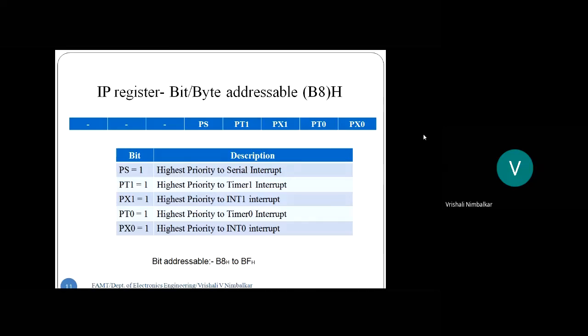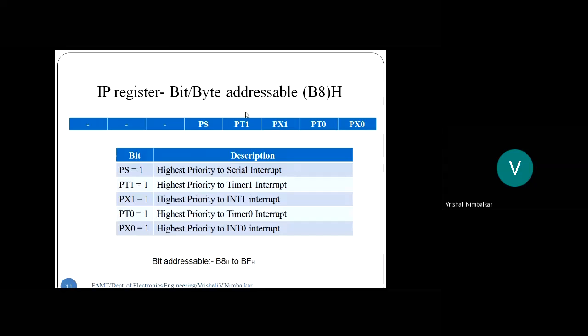Are you getting me? Right? If that PS bit was set, I repeat again, it means serial communication will get the first priority, highest, and the remaining interrupts will follow the default priority. And what was the default priority sequence? First int 0, timer 0, int 1, timer 1. So the new priority sequence is PS first priority, int 0 second, timer 0 third, int 1 fourth, and timer 1 fifth. Fine. So if the respective bit is set, that particular interrupt will get the first priority, highest.